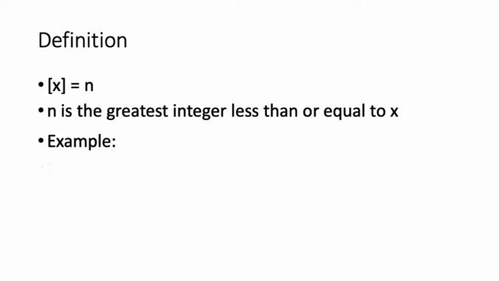The function of 7.2 will be equal to 7. But the function of negative 7.2 will be equal to negative 8. We can also put irrational numbers as x, such as pi. The function of pi will be equal to 3. But in today's video, we'll mainly focus on x that are rational.